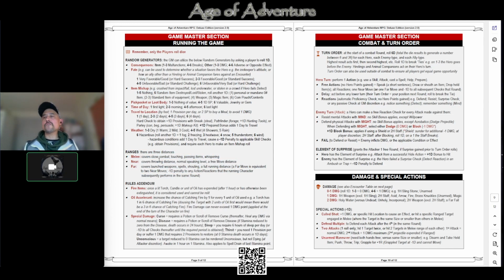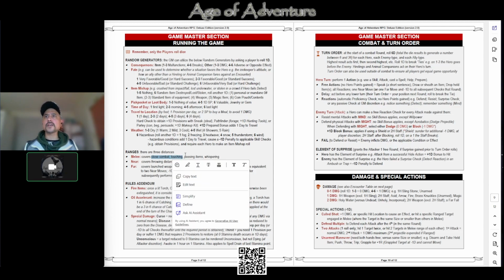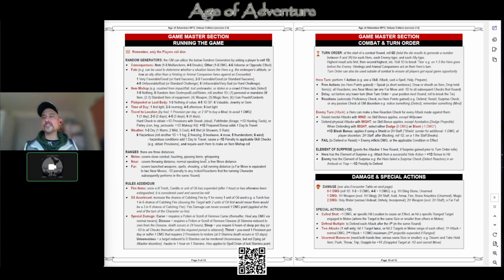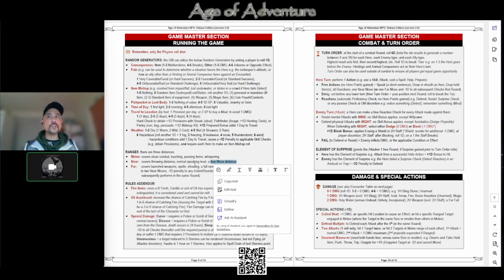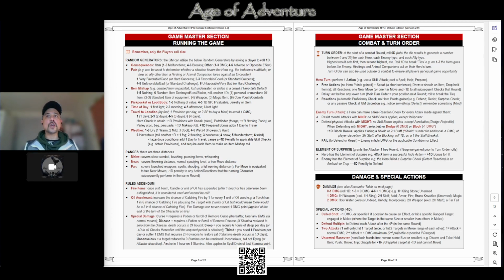Ranges. There are 3 ranges in the game. Again, not unique for old school type games. There's melee, which is close combat, touching, passing items to each other. Near distance, which is for throwing distance, and also your free move distance. So every character gets one free move and then their action, and there's no attacks of opportunity, so you can move a near distance out of combat if you need to. Of course, the enemy can then move a near distance to engage you, but nonetheless, there's no attacks of opportunity.